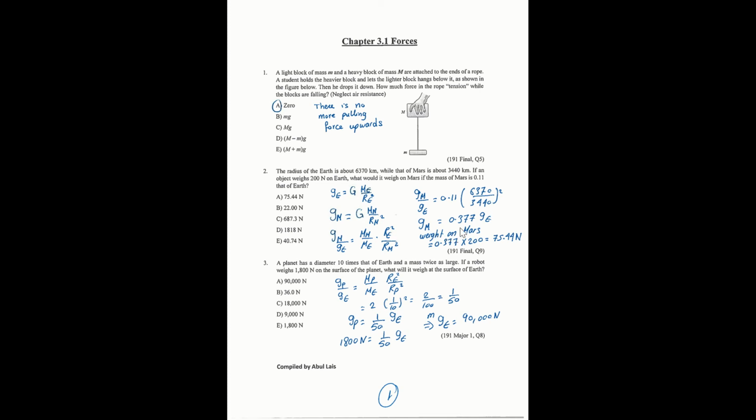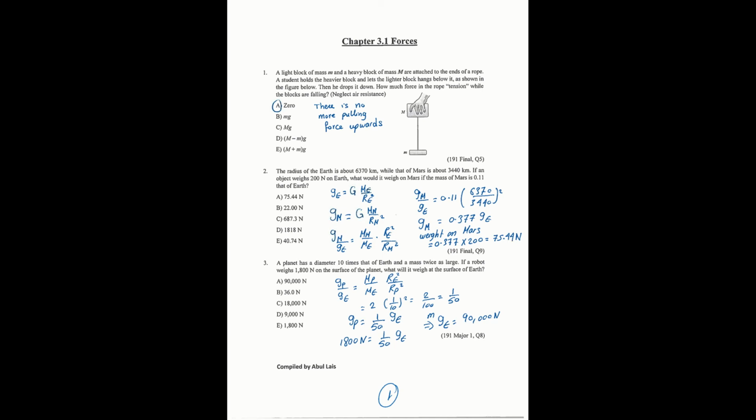So we'll end up with the gravity on Mars equal to 0.377 the gravity on Earth. But we don't need the gravity, we just need to know the weight of a 200 newtons object on Earth. So if I multiply these 200 newtons by 0.377, it gives me the weight on Mars, which would be 75.44 newtons.